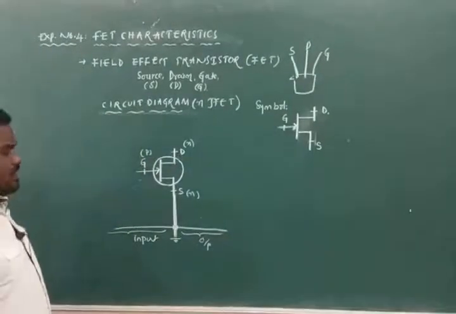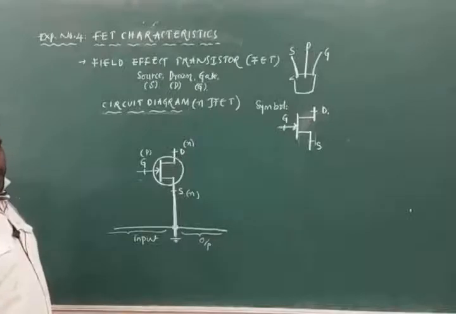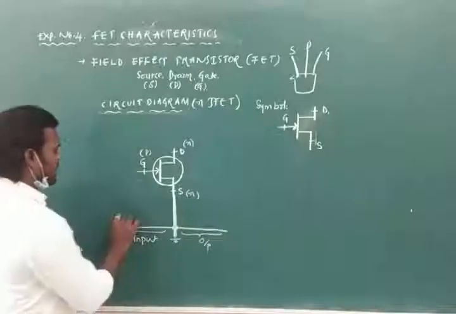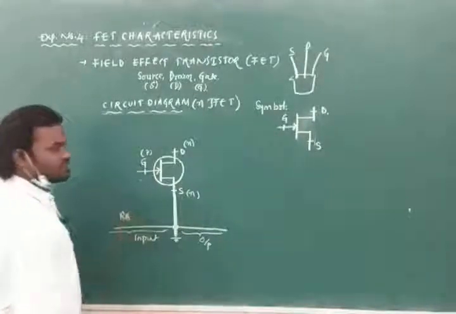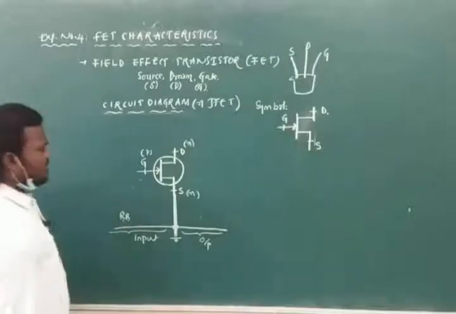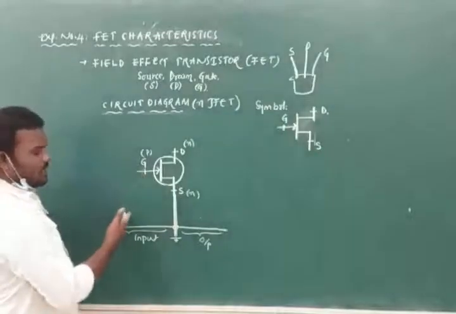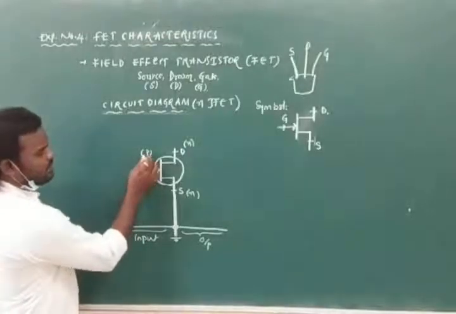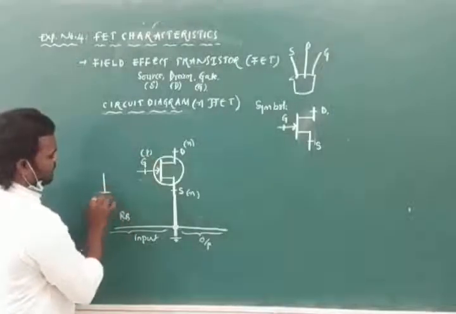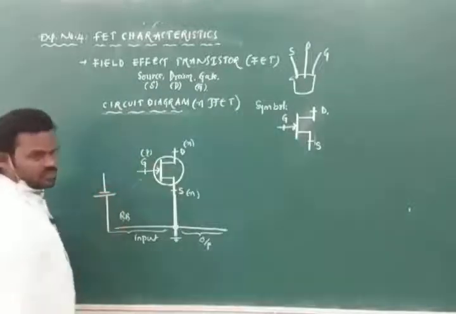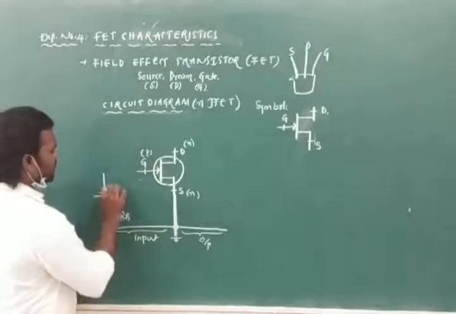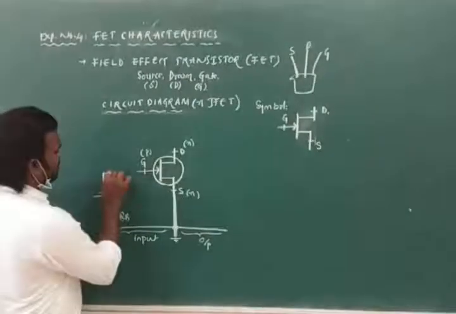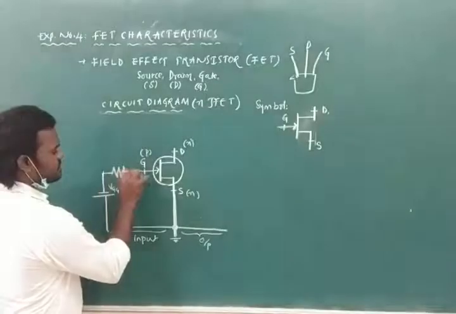So here the input must be connected in reverse bias only. In case of JFET or MOSFET, in case of FET, you have to connect the complete input in reverse bias. Reverse bias means what? Here this material is P material. P must be connected to the negative, so the other side must be connected to the positive. This biasing voltage we can call VGG. To limit the current in the circuit, we will be using one resistance.